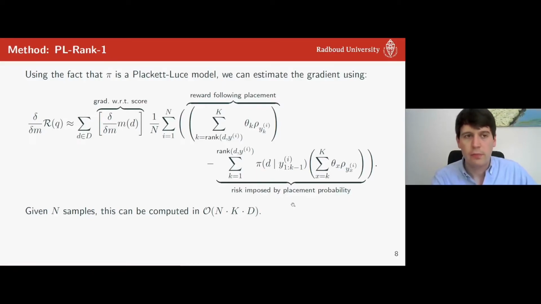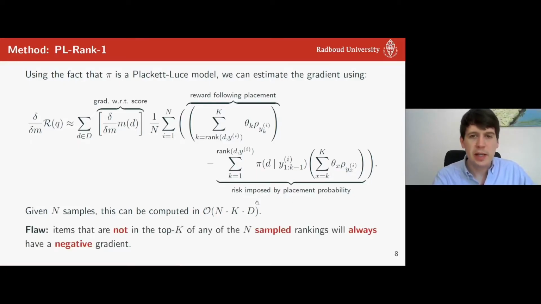So far, so good. There is something strange here. There's a sort of flaw, which is that we can see that if there are items that, in your n samples, are not in the top k of any of the rankings. So we have n sample rankings. If an item is not in any of the top k of those rankings, it's always going to get a negative gradient with respect to its score. Why? Well, this is going to be 0 if it's not in the top k of any of the samples. Then this sum is going to be nothing, right? The rank is already greater than k, so nothing happens here.